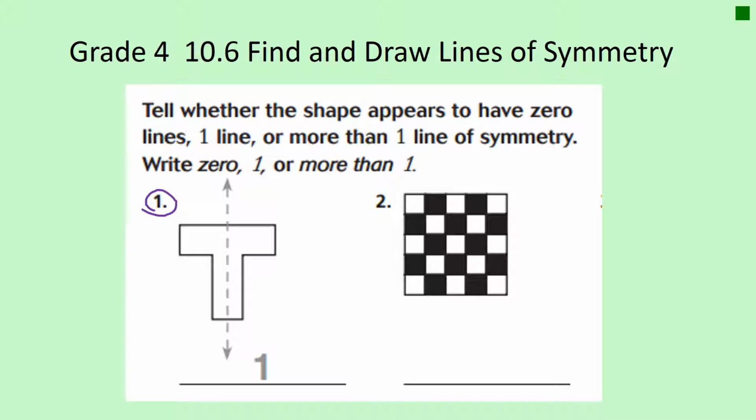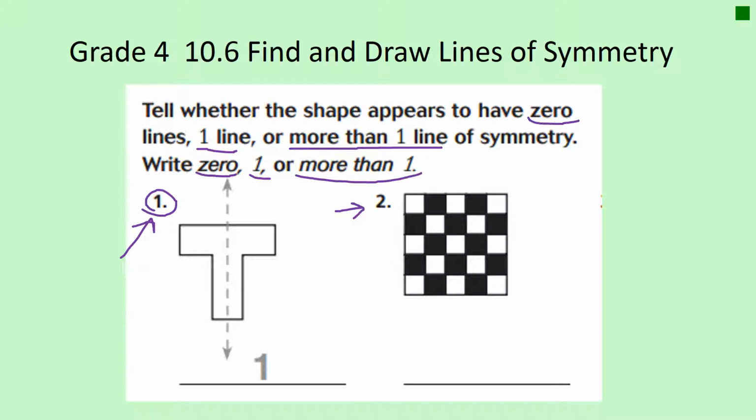It says, tell whether the shape appears to have 0 lines, 1 line, or more than 1 line of symmetry. So for the answers, we have to write 0, 1, or more than 1. Okay, so for example, here on number 1, this figure of the letter T has 1 line of symmetry. Now let's look at number 2.